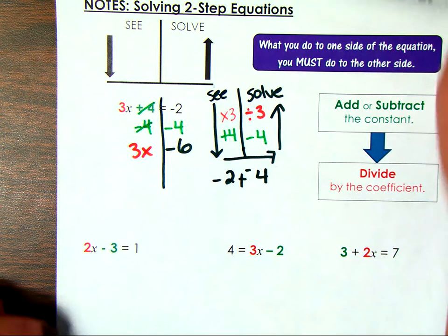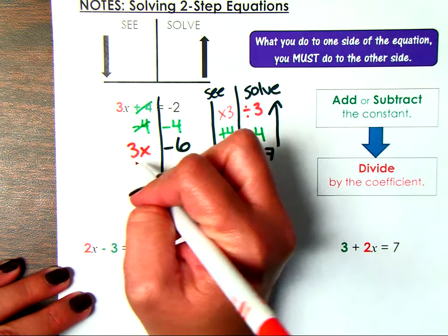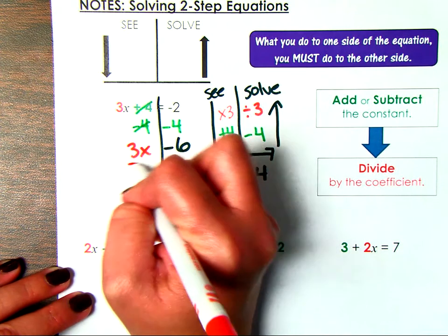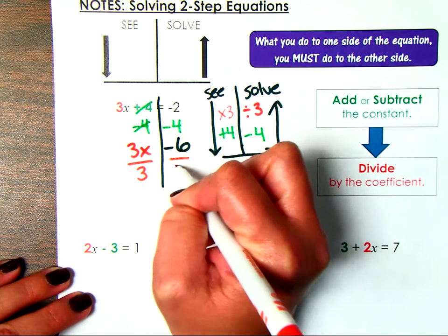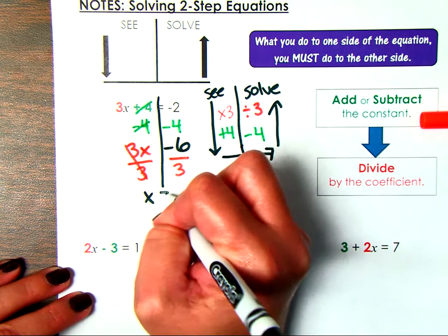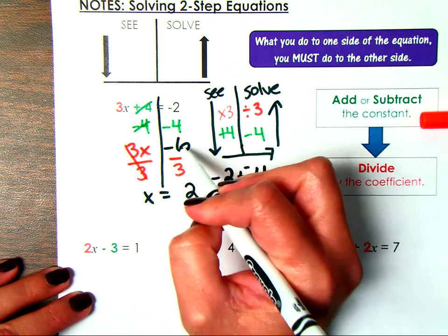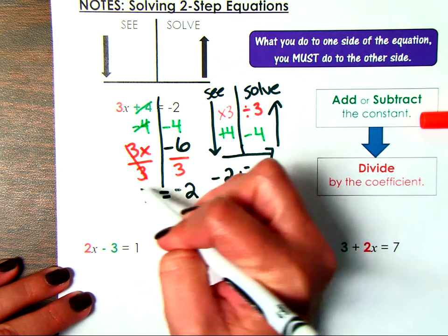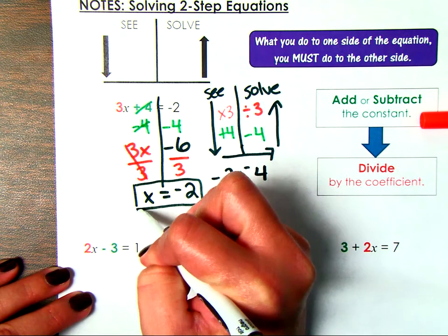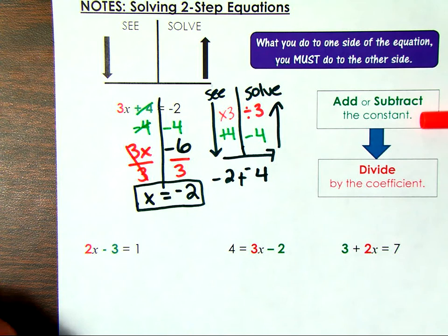Okay? So now 3 x's are sharing 6 negatives, but if I want 1 x by itself, the opposite of multiply by 3 is divide by 3. So x equals negative 6 divided by 3 is negative 2. A negative divided by a positive is a negative. So we're thinking that our final answer is negative 2, but again, we can always check.